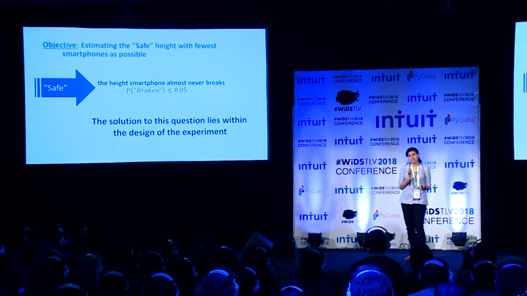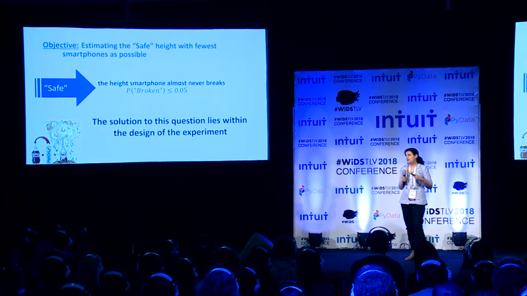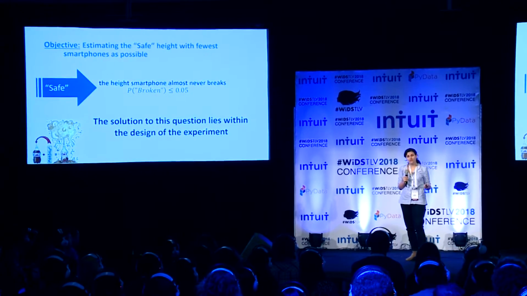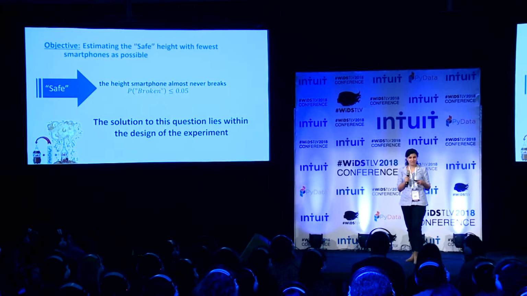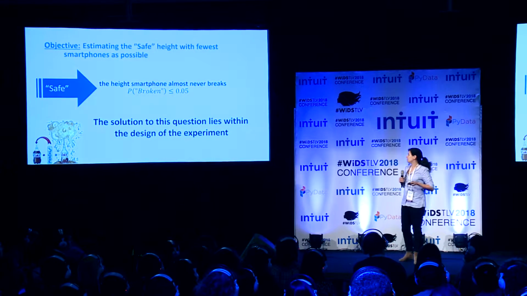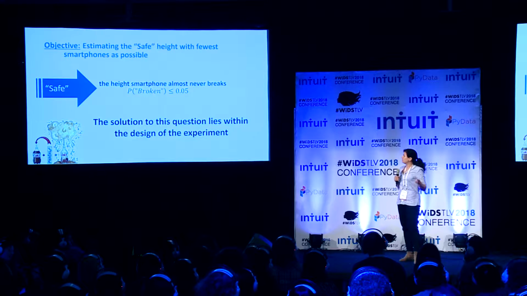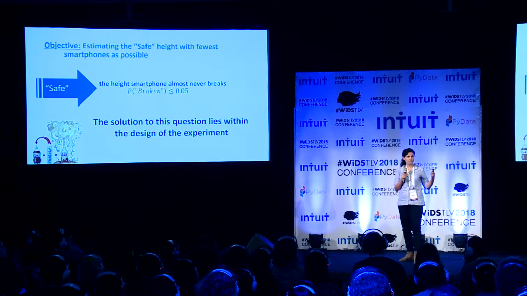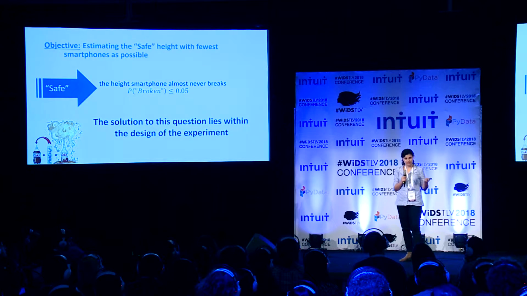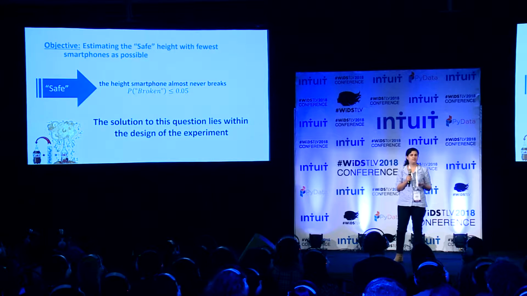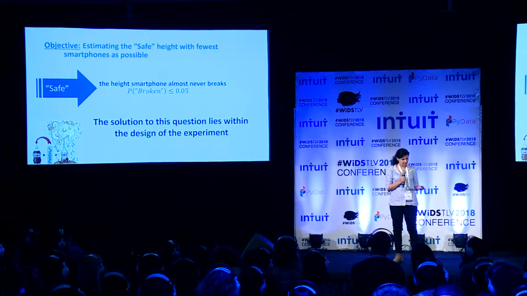So the objective of such an experiment is to determine at which height you can drop your phone and almost never break it. Now, keep in mind that in statistics, we can't say never, so we want the phone to break with a very small probability. And our solution is a good design of experiment.